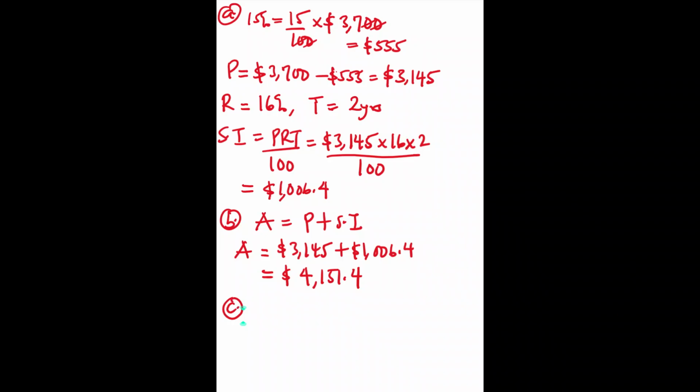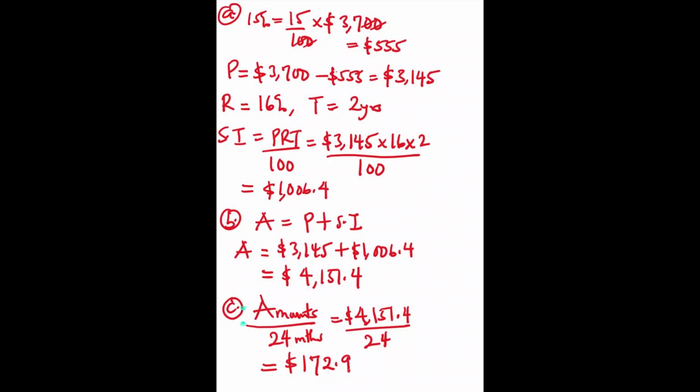Sorry about that. So now I will do C. So C, we are asked to find how much will his total monthly prepayment be. So he has to pay it for 2 years. That's 24 months. So that will be amount, this is A, which the one we got in B up here, divided by 24 months, right? So that's 4,151.4 divided by 24. Okay, so our final answer will be $172.98 per month. So this is how much Chris is going to be paying per month.